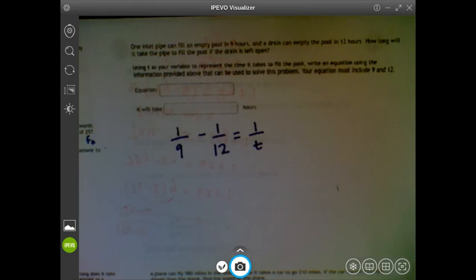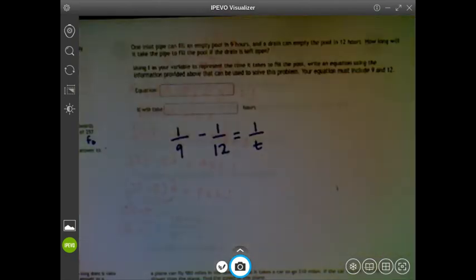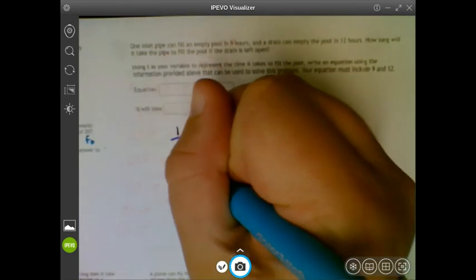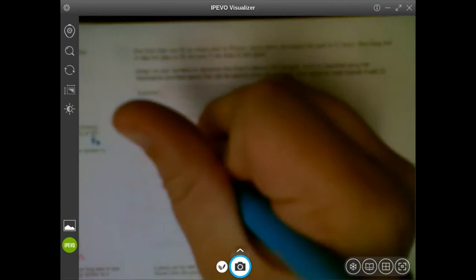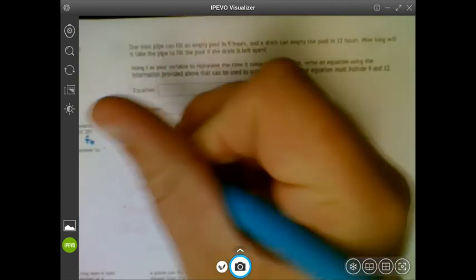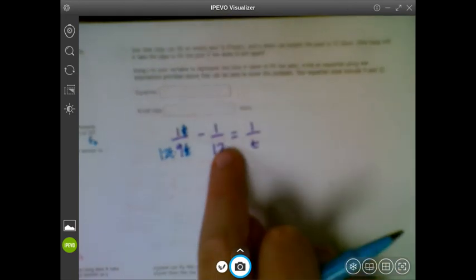All right, so if you're working through this, you just need to get a common denominator here. And so your common denominator will be 12T. For this, you need a T, and you also need a 12. So I'm just going to times it by 12T. And then that will be the same if I do the same things here.